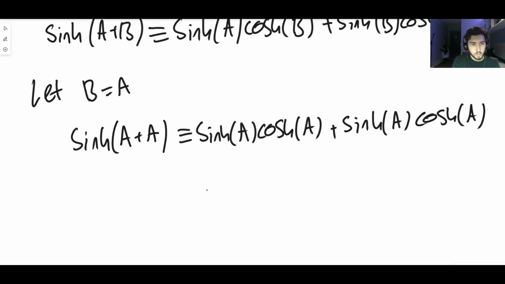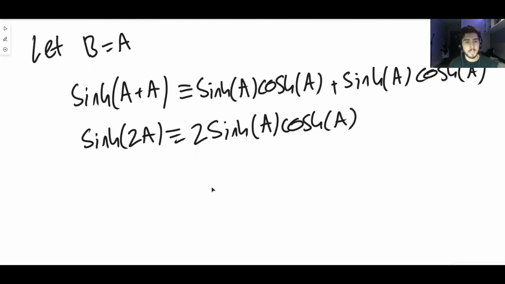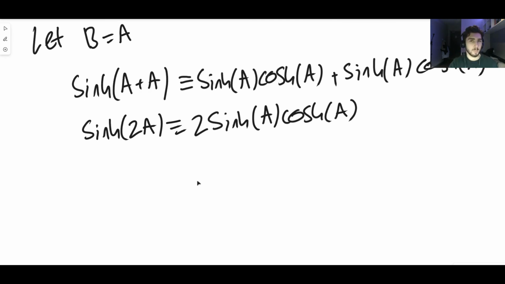Okay, and then sinh of a plus a, that gives you sinh of 2a. And this is identical to sinh a cosh a plus sinh a cosh a, which gives you 2 sinh a cosh a, which of course is the double angle formula for sinh. And again, there's no sinhs multiplying together, which means it is truly the exact same as the trigonometric version.